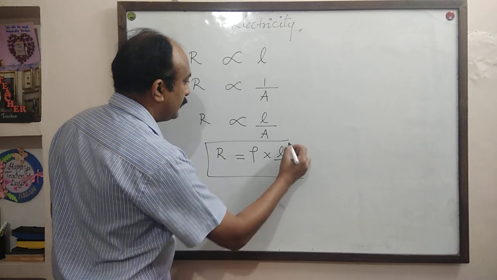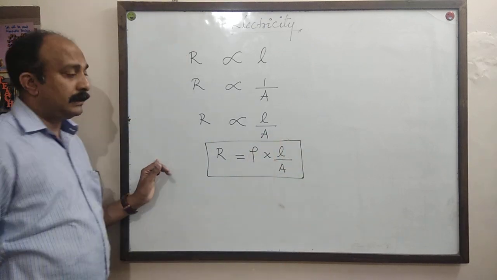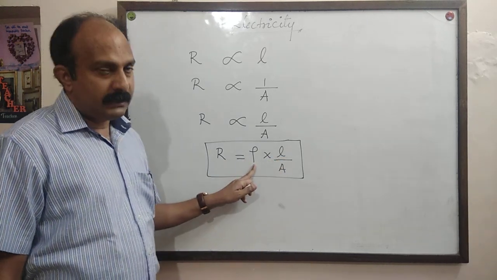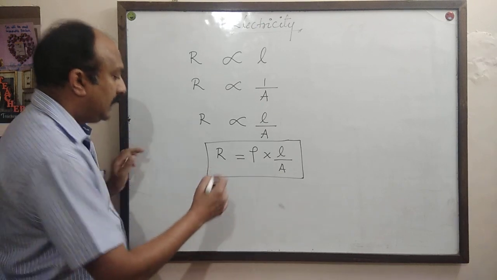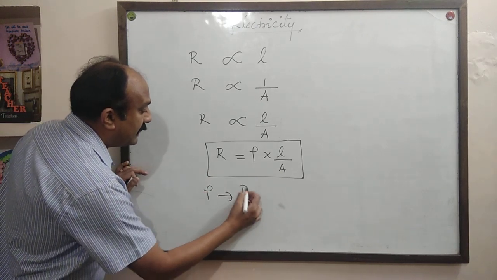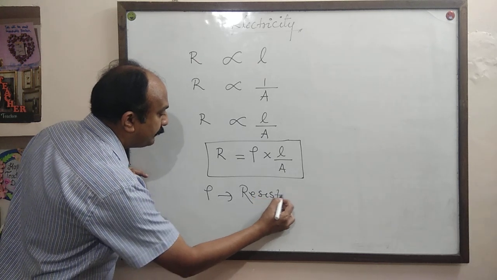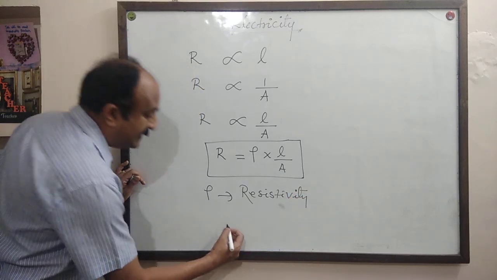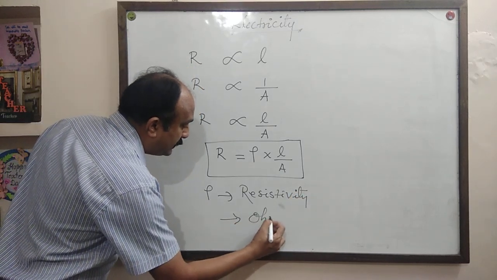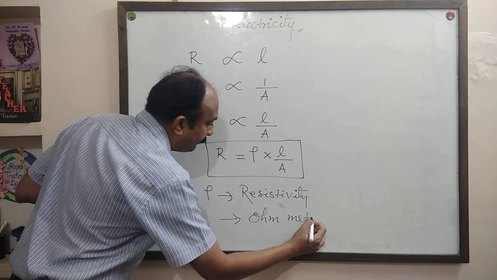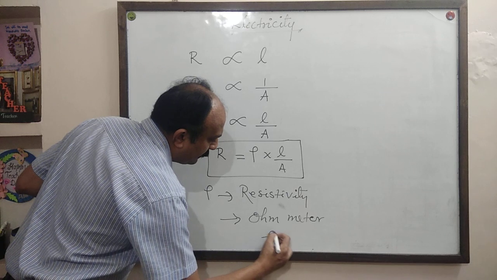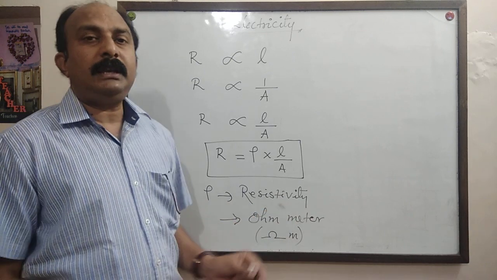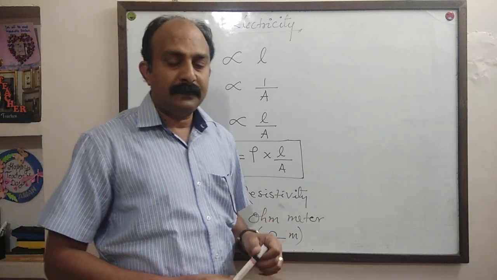Another very important formula, R is equal to rho into L upon A. This rho is the constant of proportionality and this rho is known as resistivity. Rho is resistivity and its SI unit is ohm meter. Ohm meter is the SI unit of resistivity. Now what is this resistivity?